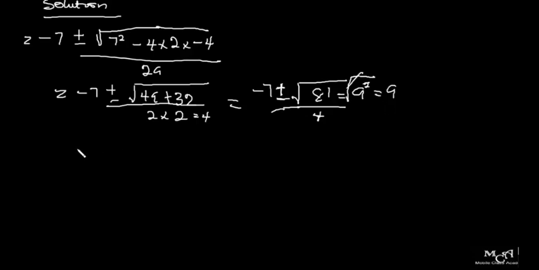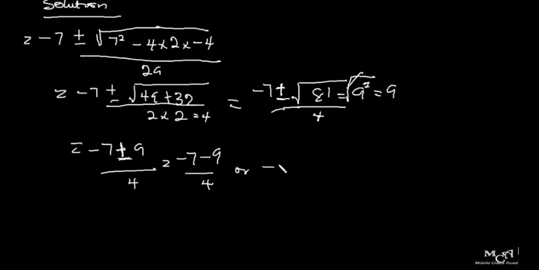So now from here we have minus 7 plus minus 9 all over 4. Is that understood? So now let's break this expression down into 2. We have minus 7 minus 9 over 4, or minus 7 plus 9 over 4. And what will that give us? Minus 7 plus minus 9 is going to give minus 16 over 4, or minus 7 plus 9 is going to give plus 2 over 4.